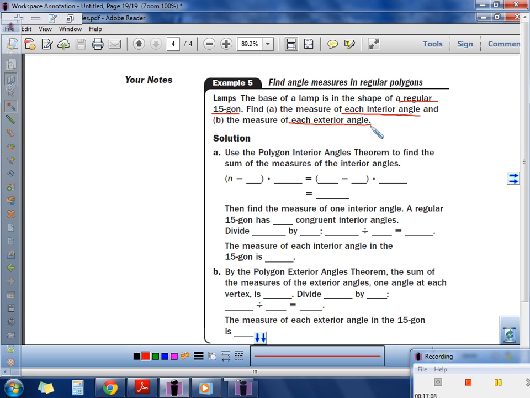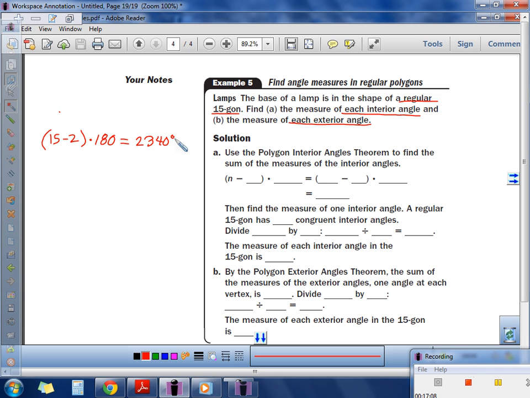Now, we've talked about the sum of interior and the sum of exterior. How do you find the sum of interior? That should help us on part A. N minus 2 times 180. Well, we already know N. N is 15, so I'll change that real quick. On my calculator, I would type in 13 times 180. Tell me what you get for that. 2,340. That's the sum of all the inside angles on a 15-gon.